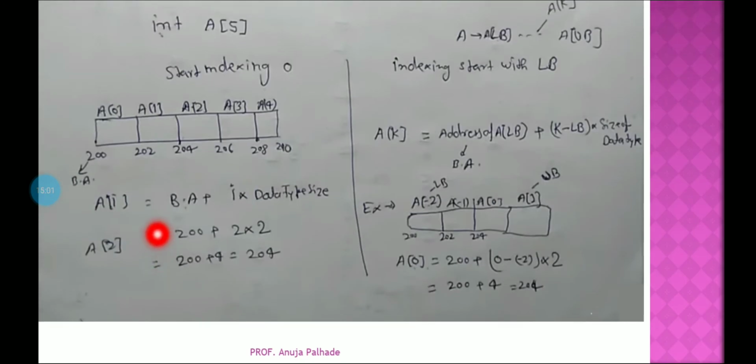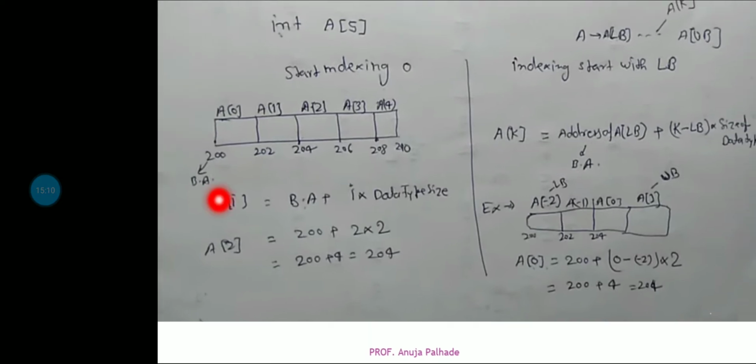Now you can see, for any A of I, that is for any index, if you want to calculate which element is there at that index, or which address it has for that particular index, you can use this formula. A of I is equal to base address plus I multiplied by data type size. What is the data type size? Tell me. What is the data type size?